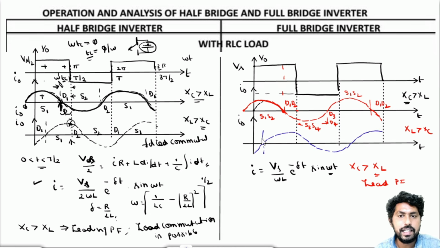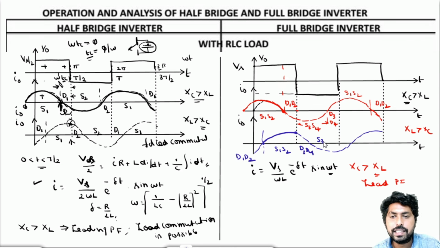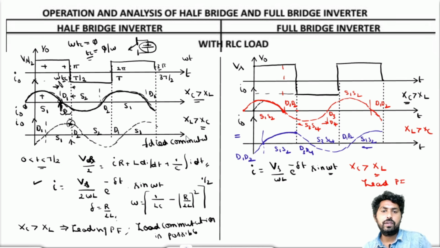At this instant, voltage is positive, current is negative, so D1, D2 are the conducting devices. At this instant both are positive, so S1, S2. At this instant, D3 and D4. At this instant, S3, S4. Again D1, D2 here, and again S1, S2 here. So this is how we can draw the output voltage for the two different conditions.